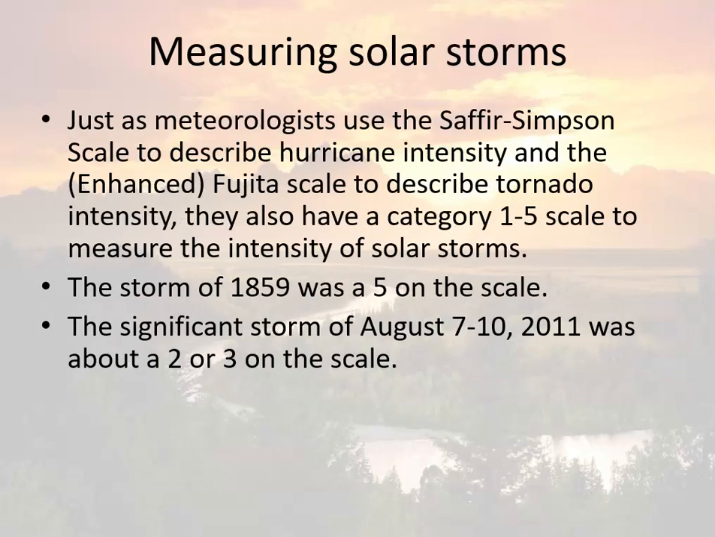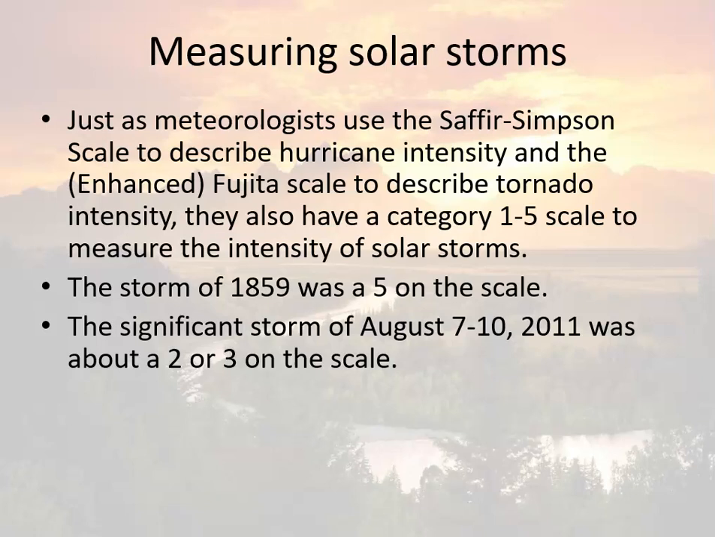Now, there is a scale used to measure the intensity of these solar storms. It's somewhat similar to the Saffir-Simpson scale for categorizing hurricanes, where a 1 is your least intense hurricane and a 5 is a potentially catastrophic one. And the storm of 1859, which caused not only telegraph wires to catch on fire and everything, but also had very bright aurorae all the way down to the tropics, this was a 5 on that scale.